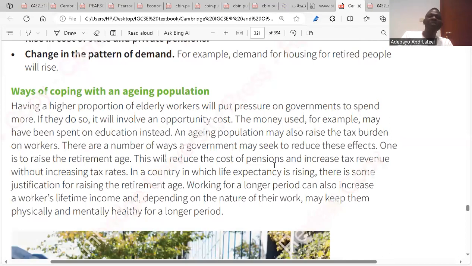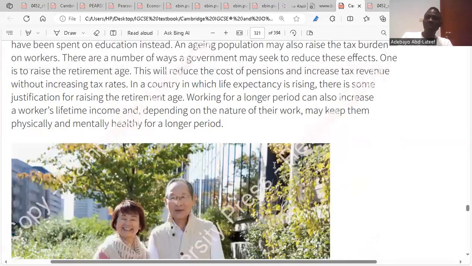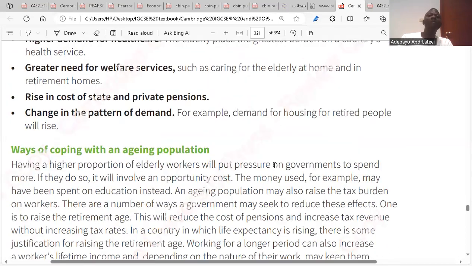So what are the ways of coping with an aging population? Changing the pattern of demand. The pattern of demand will change because older people will need housing. They don't need employment. They want a place to rest, a place they can call home. Do you understand? So their demand pattern will change.